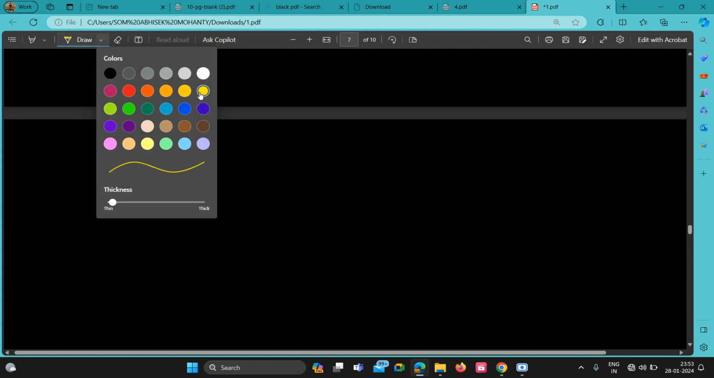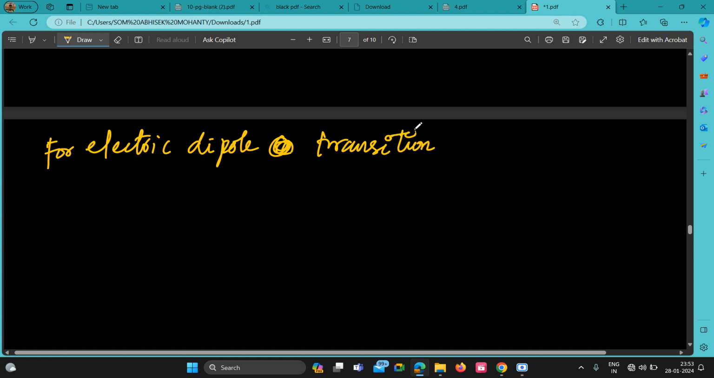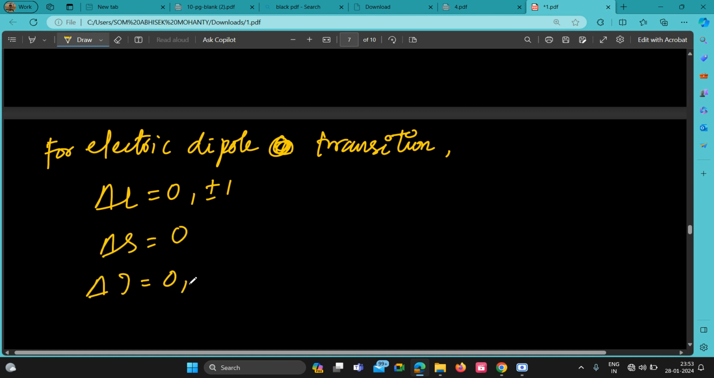Write it again and again so that for electric, it's not hard to remember even the selection rules. It's almost same. For electric dipole transition, del L is equal to 0 plus or minus 1, del S is equal to 0, del J is equal to 0 plus or minus 1.